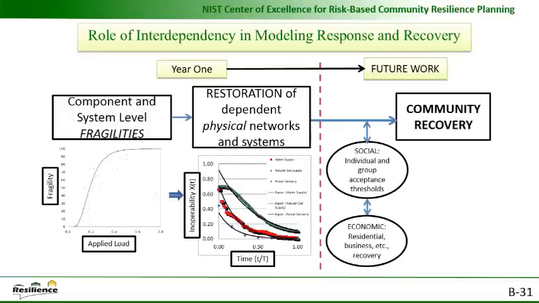This slide illustrates the first-year achievements and plans for the future. The fragilities and restoration of limited groups of interlinked components and systems have been developed using unified directed graphs, linked directed graph networks, and linked system-level input-output models. In the future, we plan to link the physical models to the social and economic ones in order to capture the effects of the infrastructure performance on community recovery.